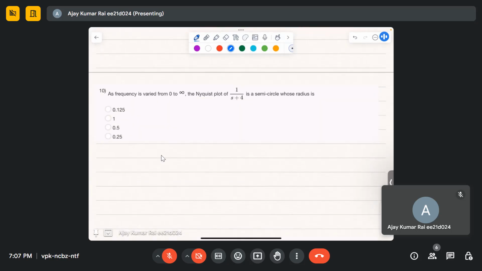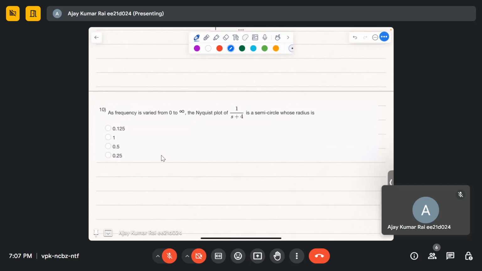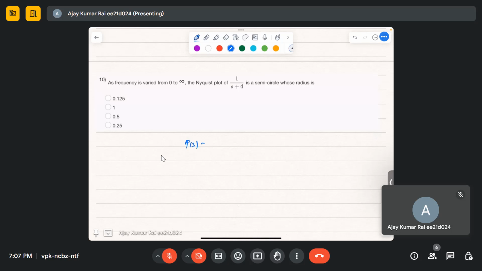The frequency is varied from 0 to infinity. The Nyquist plot of 1 by s plus 4 is a semicircle whose radius is? We already know the Nyquist plot is a semicircle and we have to find the radius. So again, same real part, imaginary part, magnitude and phase. Let's find them out, and again let's plot it. Same procedure that we did for the previous question, we will repeat for this question.